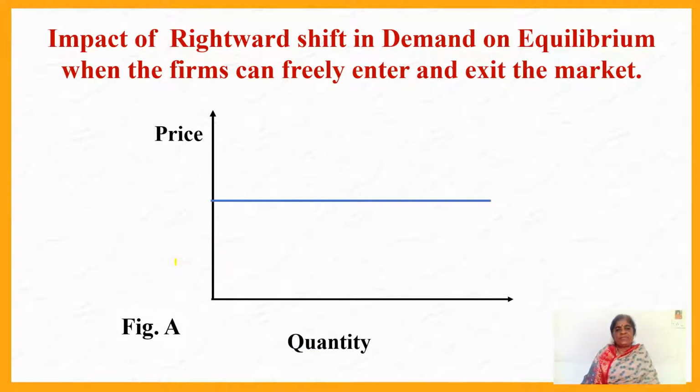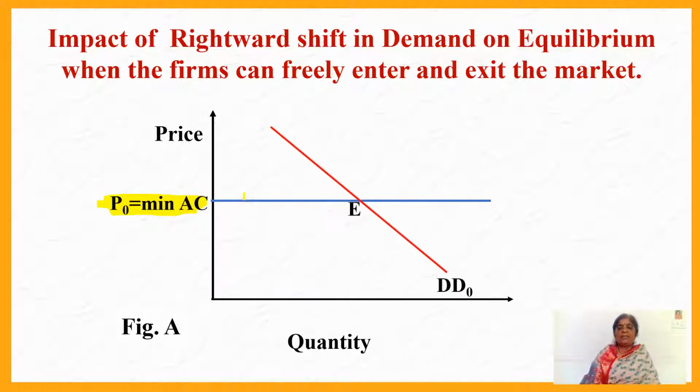The demand curve shifts rightward. You know this is the price line. We are discussing this topic under a perfectly competitive market. You all know the price line under the perfectly competitive framework is always parallel to the x-axis, and also this is the situation where, when there is free entry and exit, equilibrium price is always equal to minimum AC.